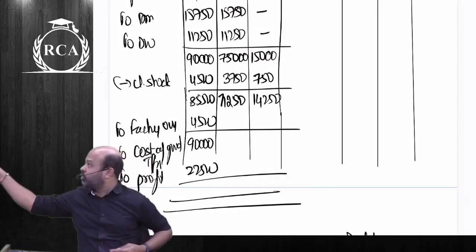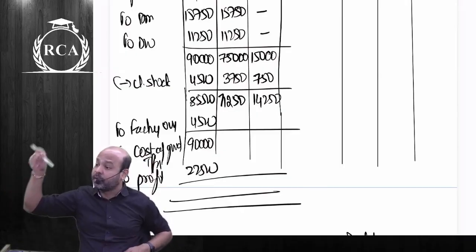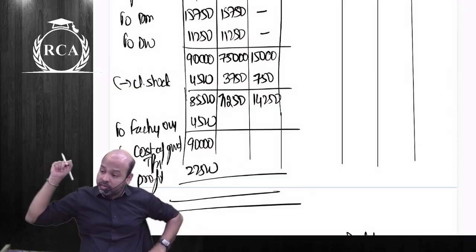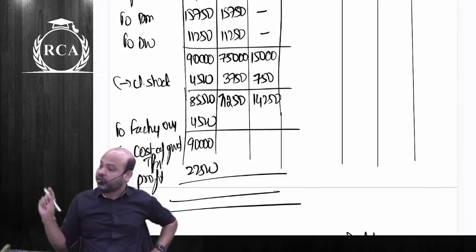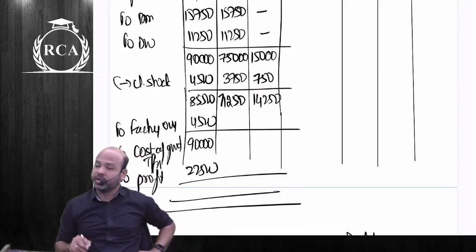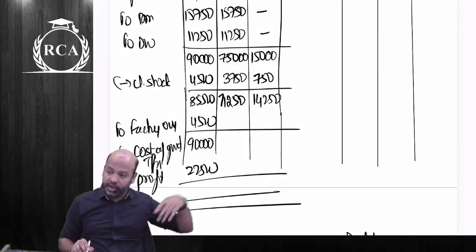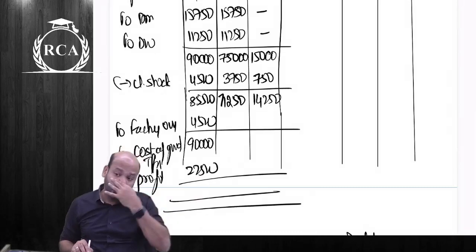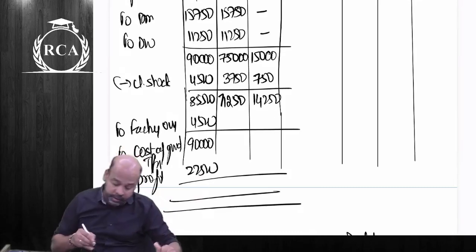ये जो 85,500 है ना बेटा, this is cost to department 2. The same thing for the entire organization is costing only 71,250. ऐसे कैसे हुआ सर? Obviously it includes profit of process 1. Are we clear about this?